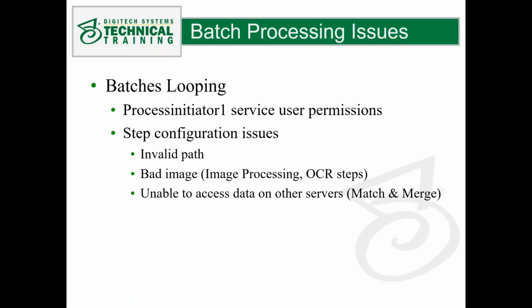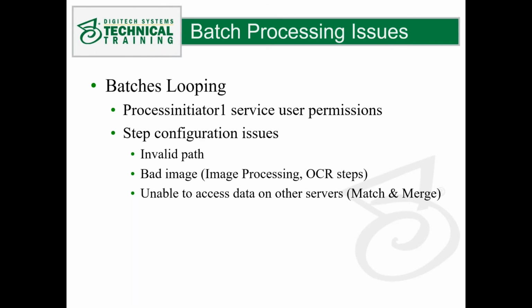Next, you just want to double check your step configuration issues for that automated step. For example, if you were using an export step and the path that you had was invalid, maybe you put it in as a local path instead of a UNC path, or the server name in the UNC path was incorrect and it just cannot browse out to that server. Those types of things are very common.